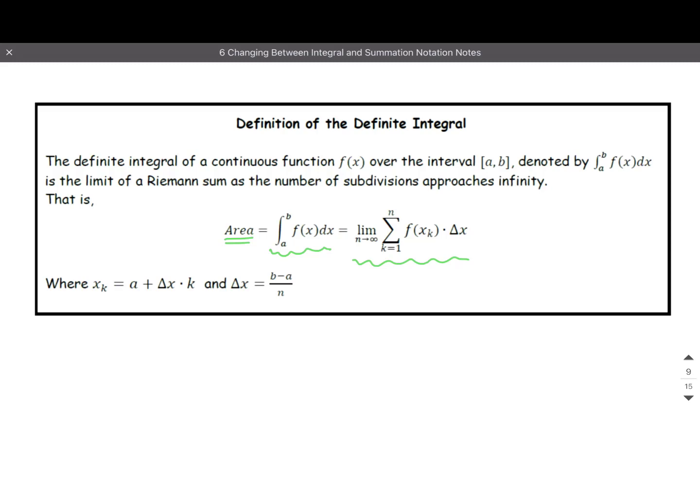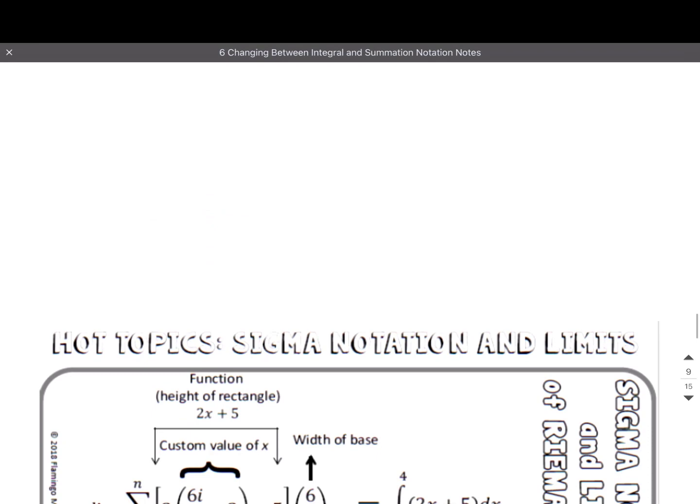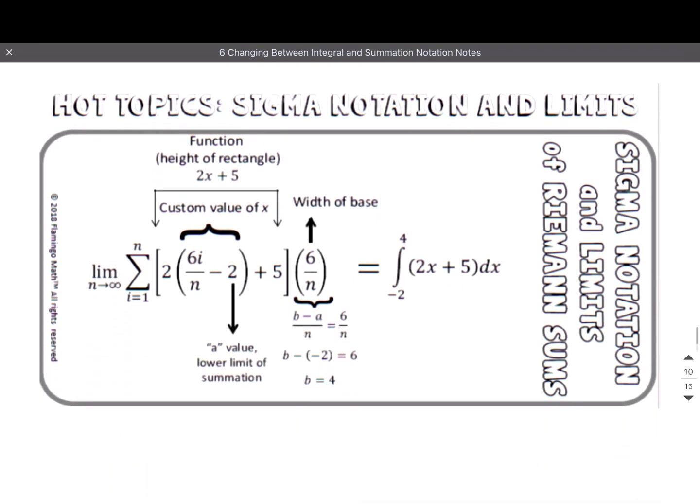Now remember, this wrote it that way with the x sub k, but remember the x sub k is this. You're going to see it written both ways, so I want you familiar. And remember, your delta x is b minus a over n. Now at the bottom of the page, I've put a graphic here for you, just to give you a reminder and another problem that's all worked out, to show you how that equals the definite integral.